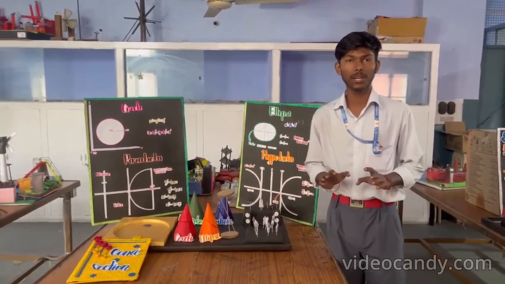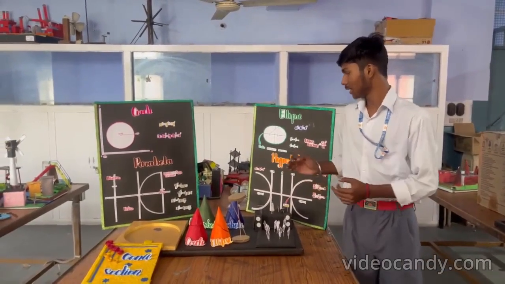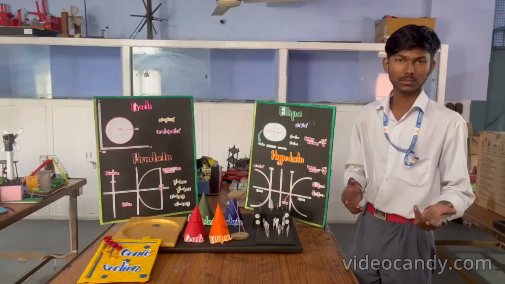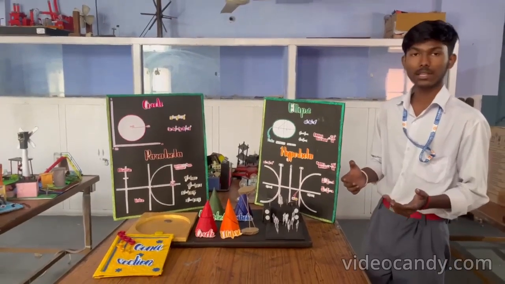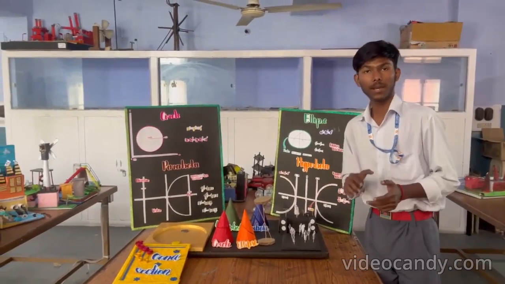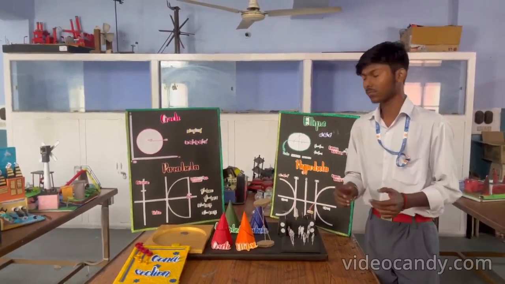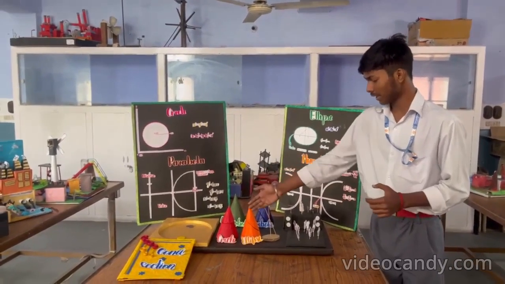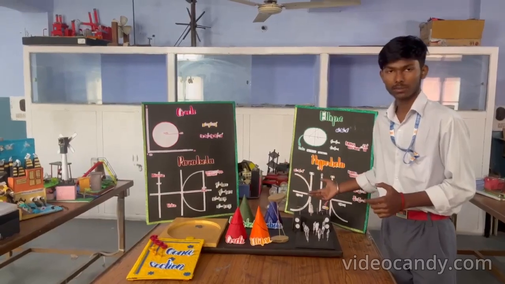Today I am here to represent my model on conic section. It is a very interesting topic of mathematics. Conic section, by the name, we can say that it is the small section cut by the plane of a cone. I represent here the circle, ellipse, hyperbola, and parabola.